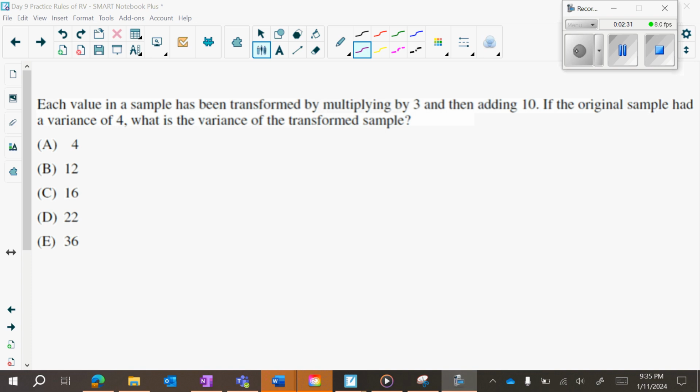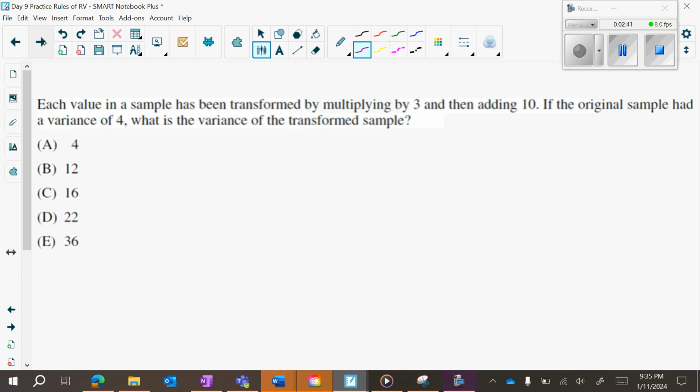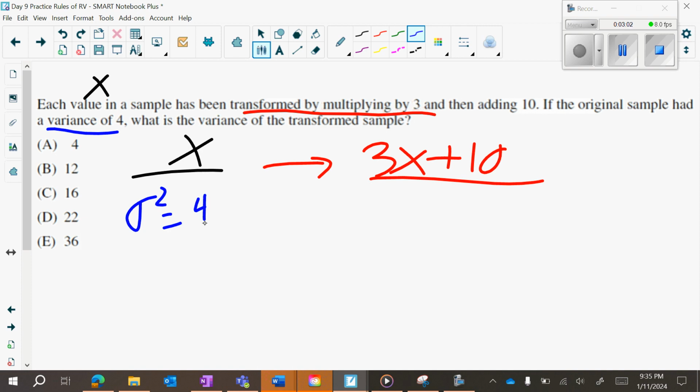Okay, so now if you have a question like this, read it and see if you can create the equation, because they didn't give you the equation like in the last one where they gave you y equals 2 plus 4x. Here they're describing it in words. So here they say if the value in a sample, so if x is the value in the original sample, has been transformed by multiplying by 3 and then adding 10, okay? If the original sample has a variance of 4, I want you guys to underline that. What is the variance of the transformed sample? Okay, so think about it. Again, stop the video for a second and think about it.